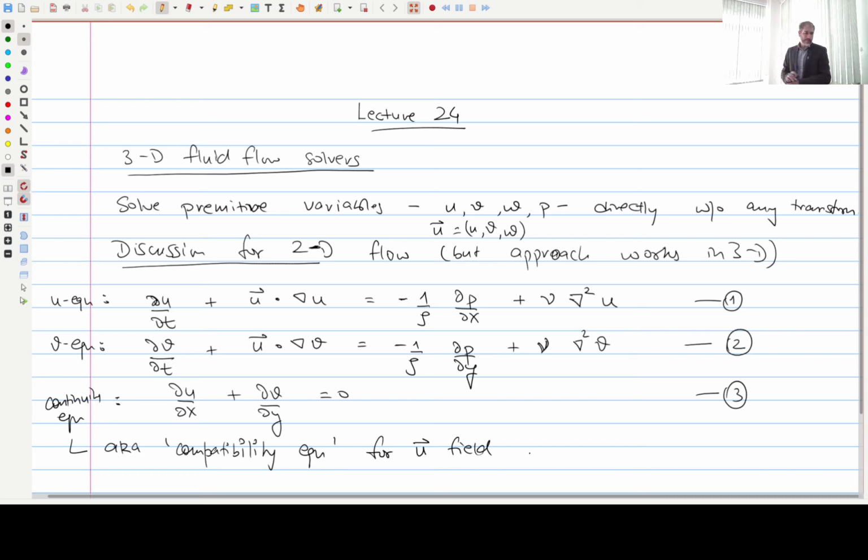So a feel for the approach that we'll be using is that we'll guess a pressure and we'll solve for u and v from equations 1 and 2 respectively. And then we will use equation number 3 to somehow improve our guess for pressure, so that we reach a stage where equation number 3, the right hand side, actually becomes 0. That is, equation number 3 satisfies the divergence free velocity field, or del u by del x becomes equal to minus del v by del y.